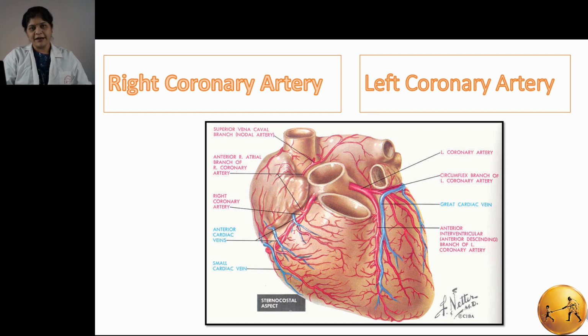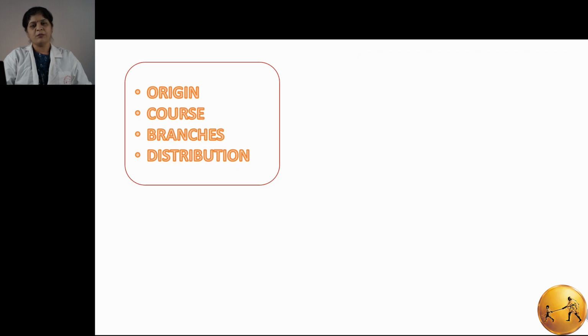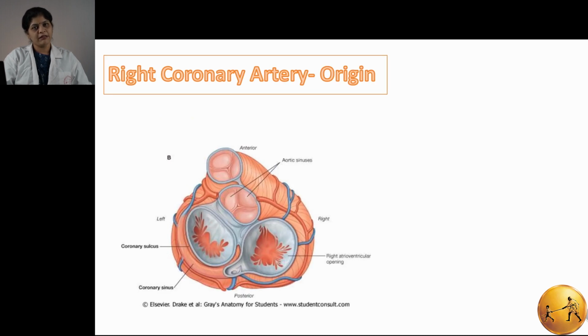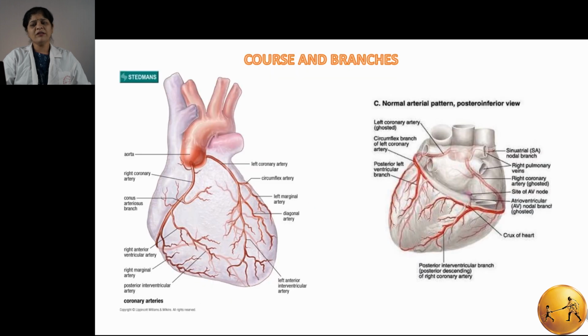Now under these headings, that is origin, course, branches and distribution, we will see each coronary artery, the right coronary artery and the left coronary artery. Now we will see the right coronary artery as in the previous image. Here you can see the origin of the right coronary artery, the anterior aortic sinus. Once it takes origin, it passes in the groove between the right auricle and the right ventricle, called the right atrioventricular groove.